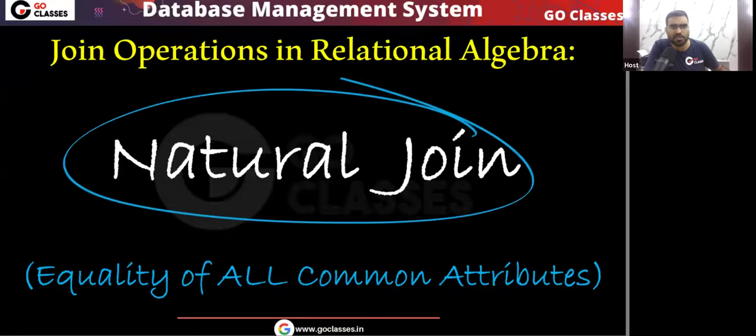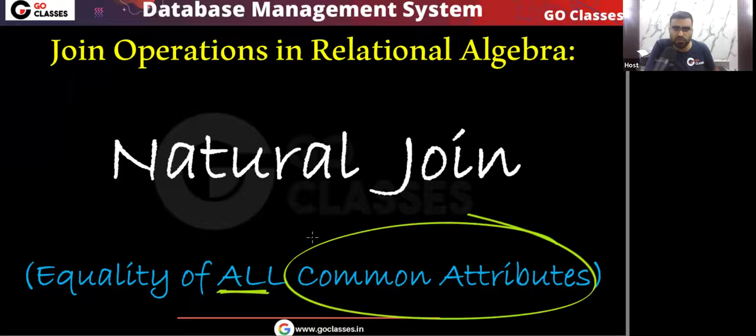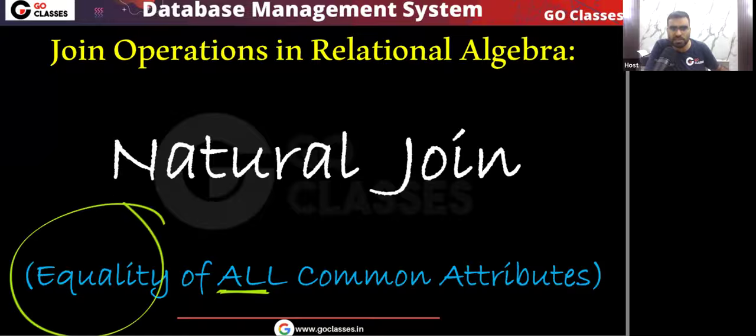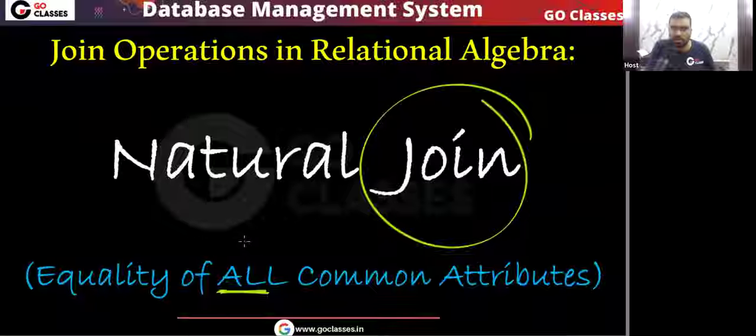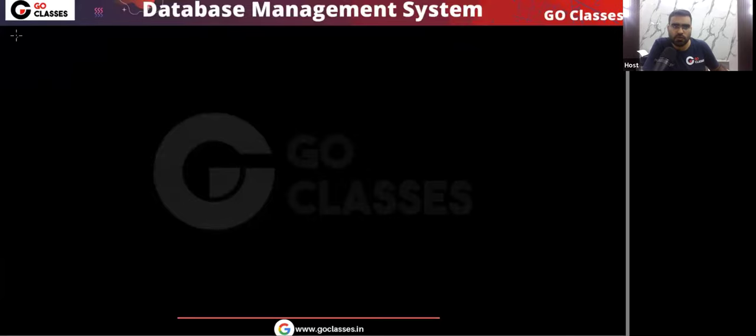Now let's see the next operation, that is natural join. This is the definition of natural join: equality of all common attributes. Equality of all common attributes means all attributes with the same name, their equality, you will use as a matching condition. So in the natural join, the matching will happen by equality of all common attributes, all attributes with the same name. Very simple. For this natural join, actually this is very important, let me tell you.